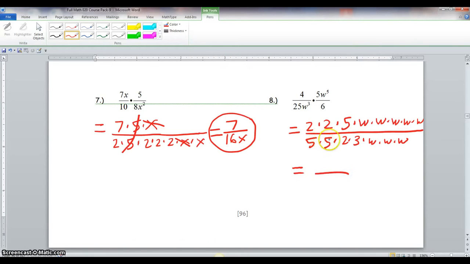Now we simplify out what we have in common. We have one set of 2's, one set of 5's, and we had 3 sets of w's. So in our numerator, we would have 2w squared. In our denominator, we would just have 15. And that is our final answer.